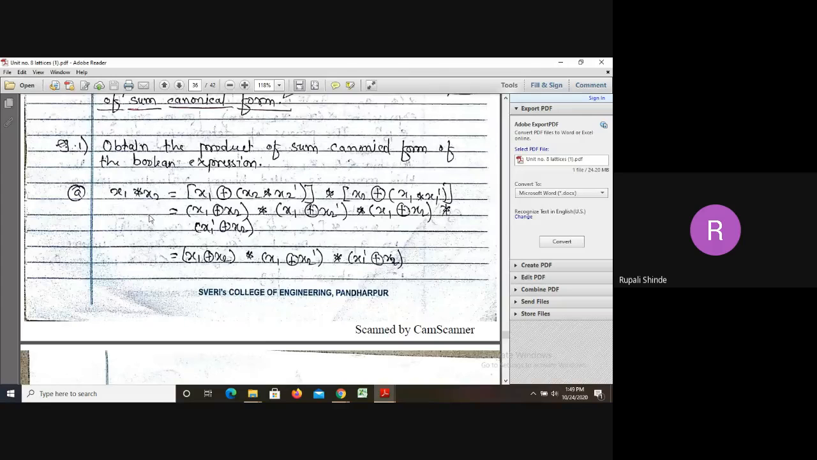So first of all, try to solve this one by using a truth table. Then I will tell you how to solve it by the algebraic method. Can you solve it using a truth table if your expression consists of three variables? Yes, ma'am. Okay. So consider that it consists of three variables, and find the value for x1 star x2, that is, the product of sum canonical form. Take 5 minutes and solve it. Then we will see how to solve it by the algebraic method.